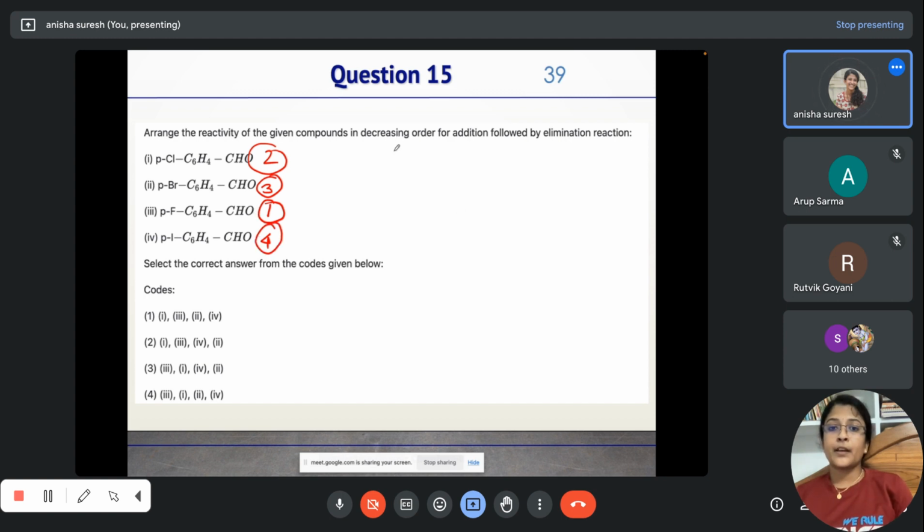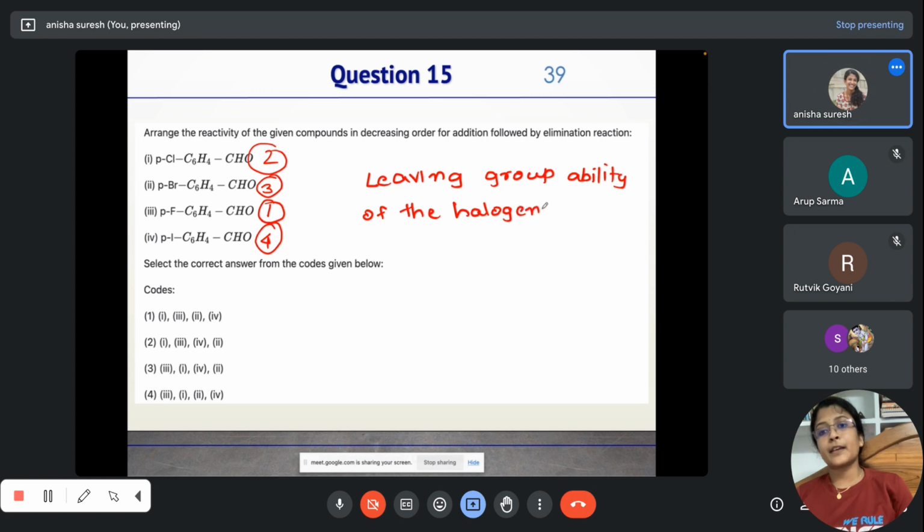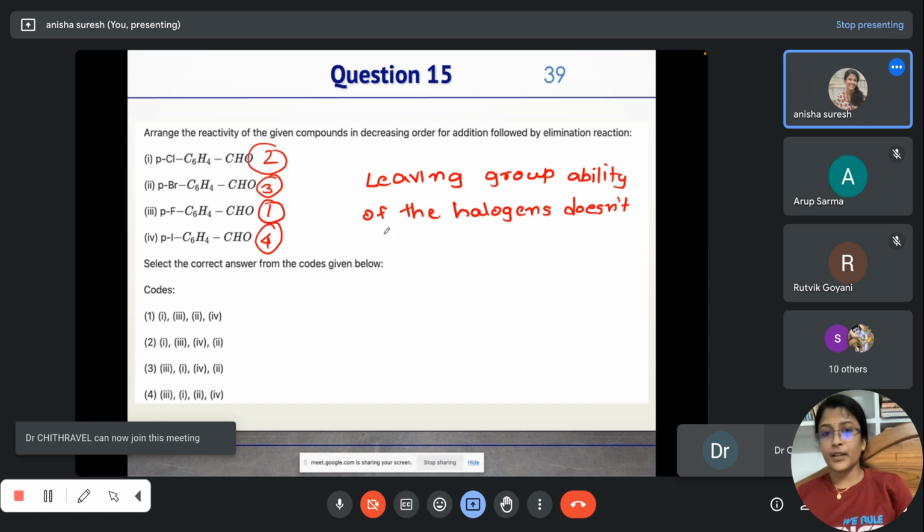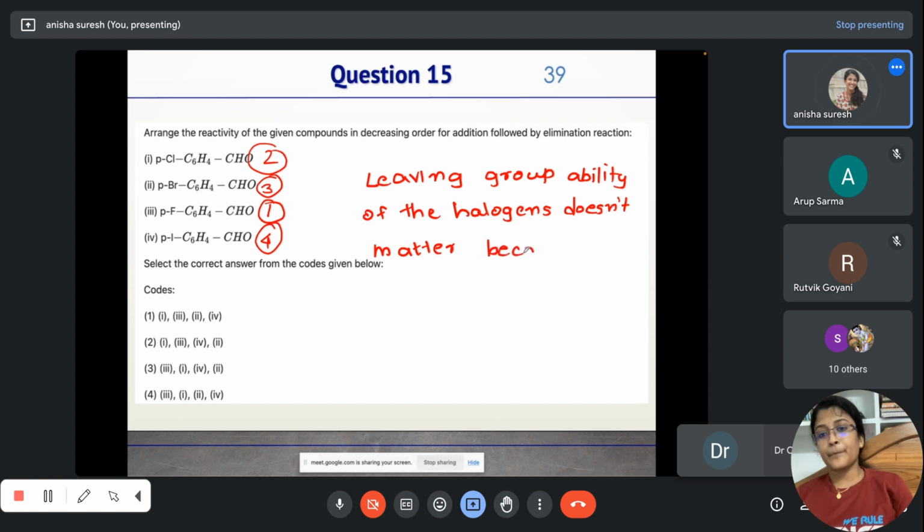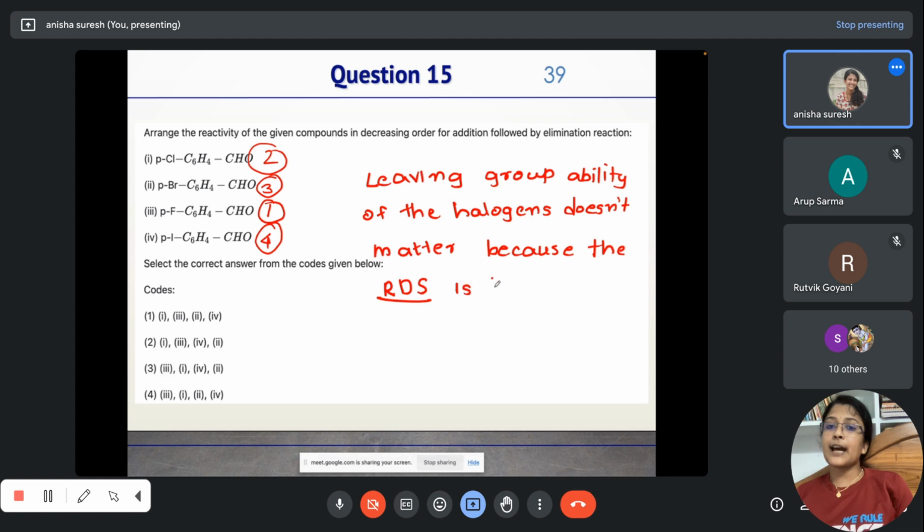Here, the leaving group ability of the halogens doesn't matter, because the rate determining step, that is the RDS, is the addition reaction.